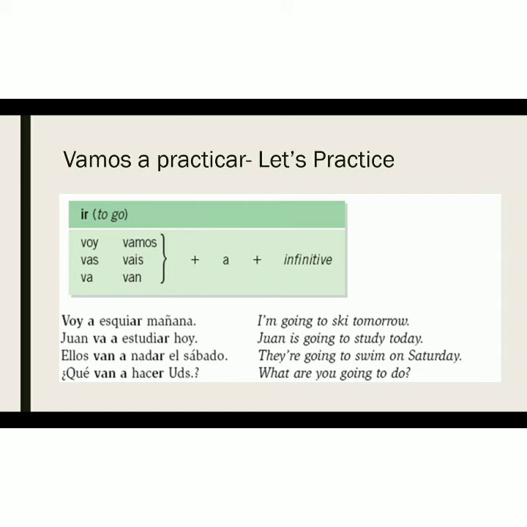Ir, to go. Voy, vas, va, vamos, van. Plus a plus infinitive. Voy a esquiar mañana. I am going to ski tomorrow. Juan va a estudiar hoy. Juan is going to study today. Ellos van a nadar el sábado. They're going to swim on Saturday. ¿Qué van a hacer ustedes? What are you going to do?